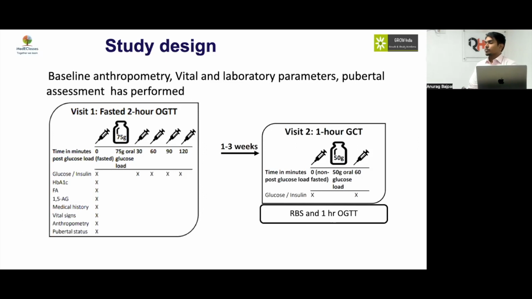So are they considering the OGTT as the gold standard? What's the gold standard of the outcome? HbA1c. HbA1c is the gold standard for it. Okay, carry on.